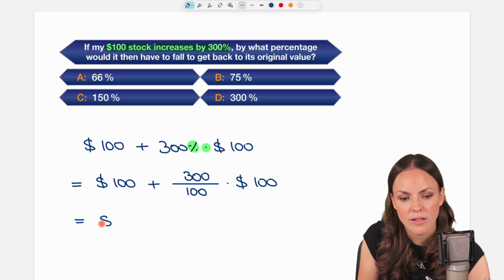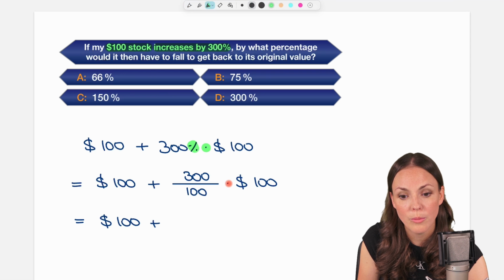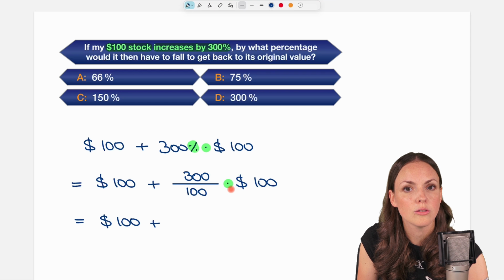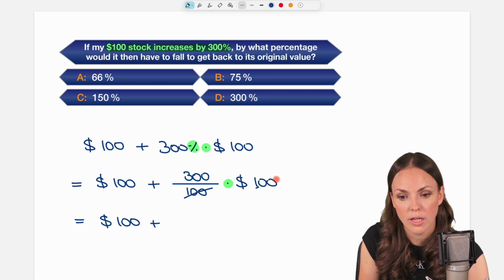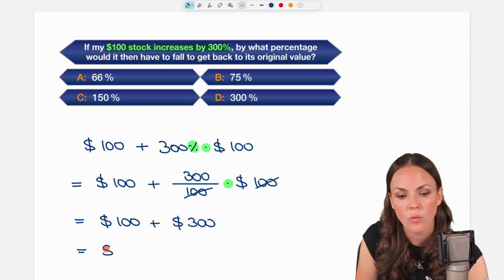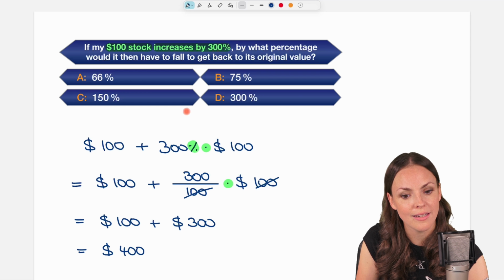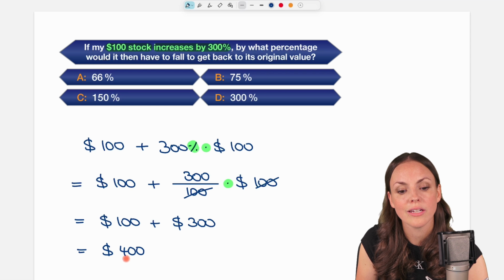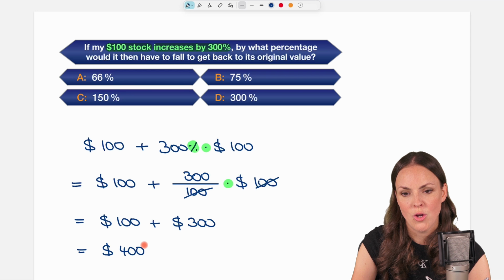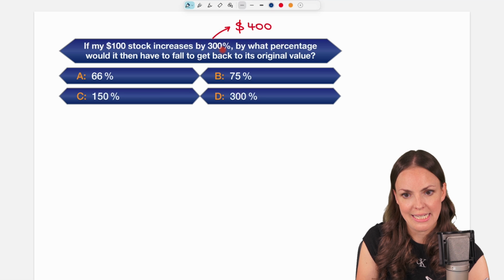So we still have the $100 here, and we're going to add, what do we have here? If we want to multiply, we are allowed to cancel. 100 and 100 is just gone. And then we only have $300 here. And if we add these two, we get $400 in total. So if we increase $100 by 300%, we end up having $400. Okay, so this was the first sentence.